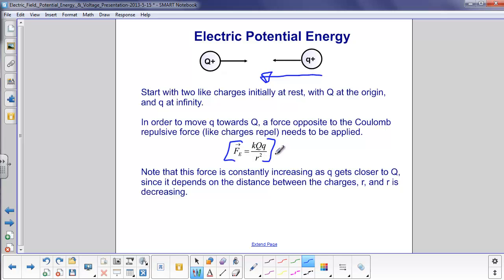Note, this is not a constant force. The closer these charges get together, little r gets smaller, so the force gets greater. So we have to apply an increasing force in the left direction to bring these two charges together.